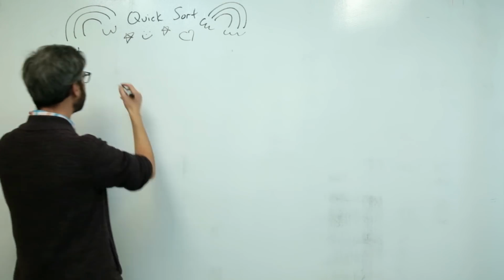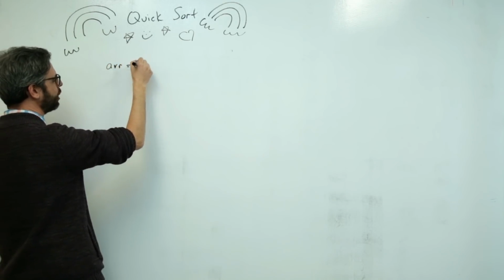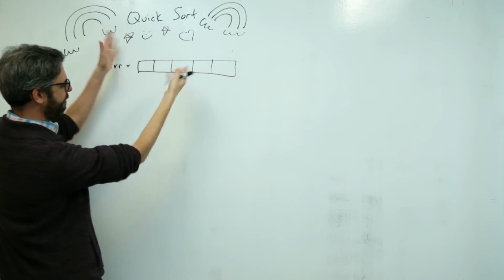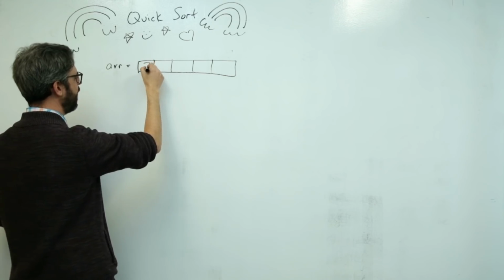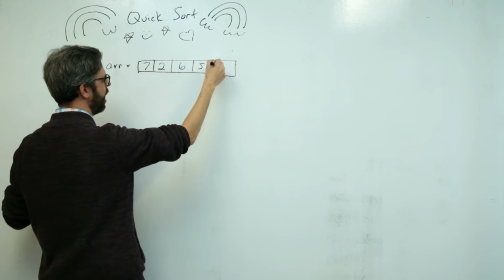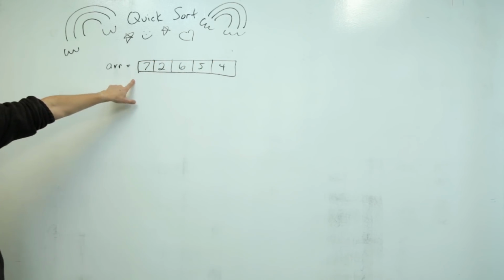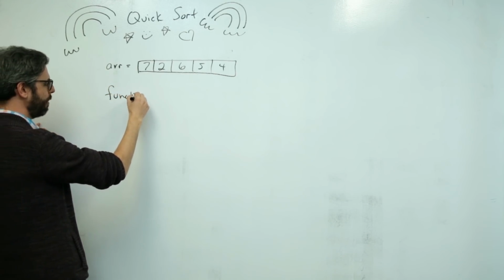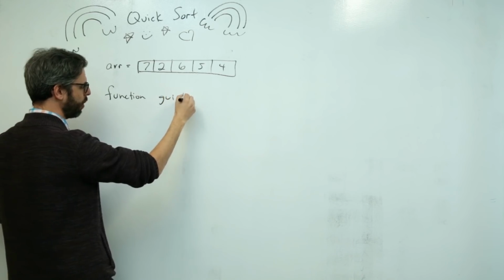implementing the code. So first of all, let's just say we have an array, and I'll just make a really small array right now with just, I don't know, 1, 2, 3, 4, 5 elements in it. 7, 2, 6, 5, 4. All right? So this is my array, and the idea here is I'm going to write some function, and I'm going to call that function quicksort.